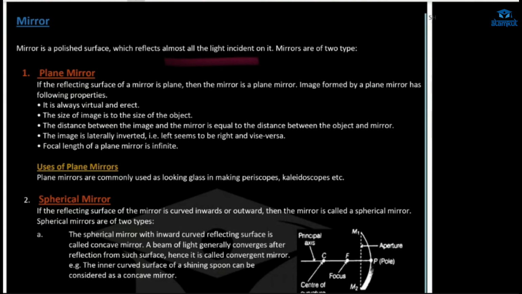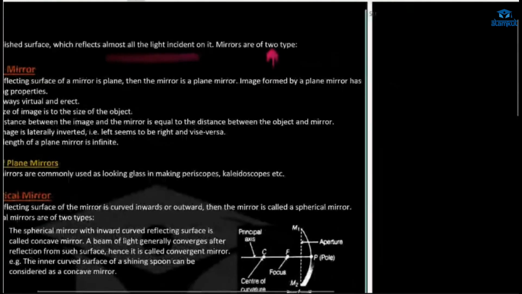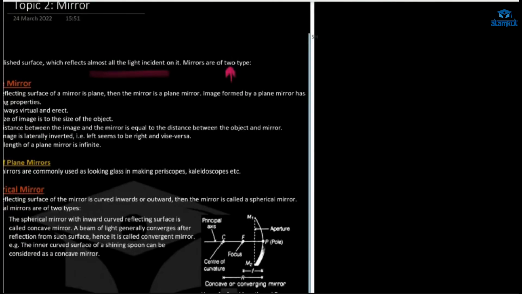Now we'll see the plane mirror. What is a plane mirror and a spherical mirror? There are two types of mirror: one is plane and one is spherical. We will see the plane mirror first, and then we will see what the spherical mirrors are. A plane mirror always forms the virtual image of the object.